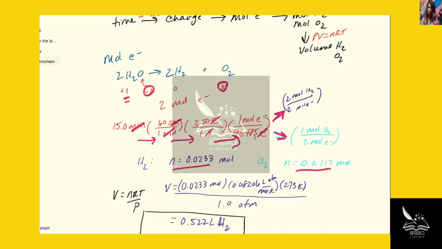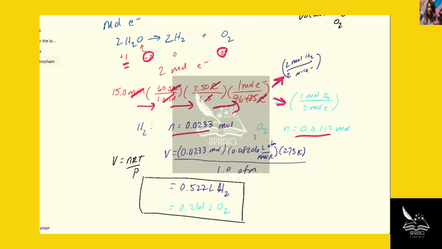And since oxygen is just half of hydrogen, I'm just going to do the equation, rearranging the ideal gas law, solving for volume. If I do it for hydrogen, I can just divide that value in half for oxygen, and these are going to be the volumes for hydrogen and oxygen.